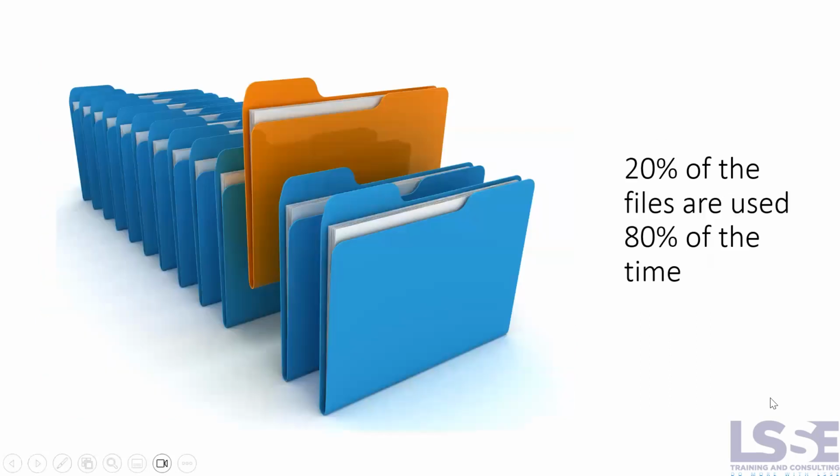Another one: 20% of the files are used 80% of the time. I think this is a good rule of thumb when you're filing your files. Chances are only 20% of your files are frequently used, like 80% of the time. The way you could manage this is to put these vital few files in your immediate access point so that it will be easy for you to access them. So identify which 20% of the files you use 80% of the time.